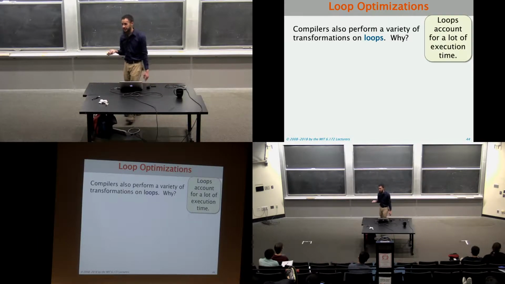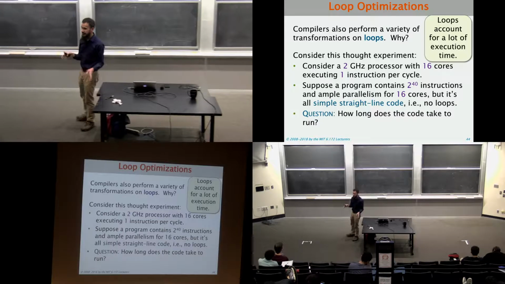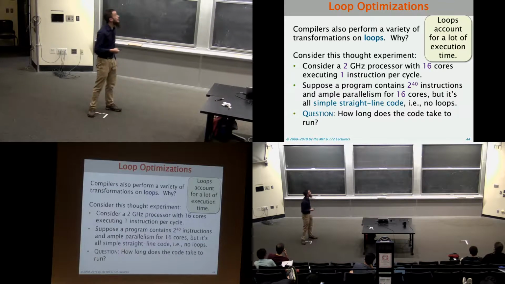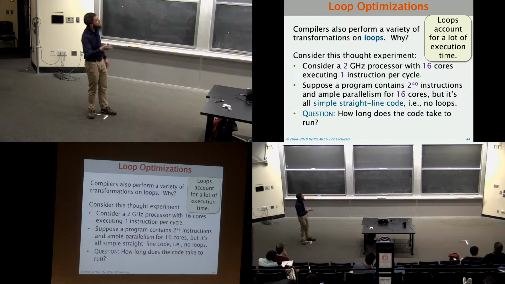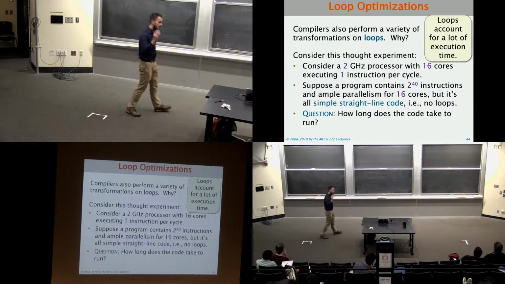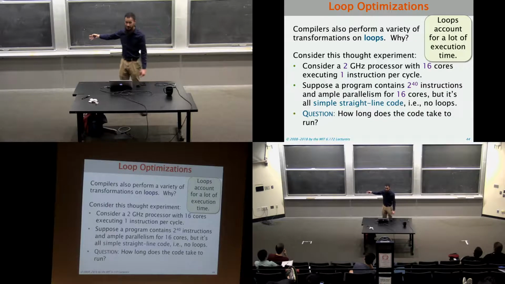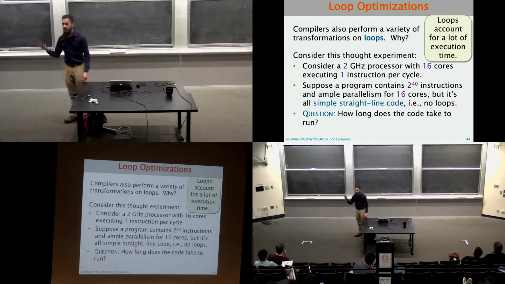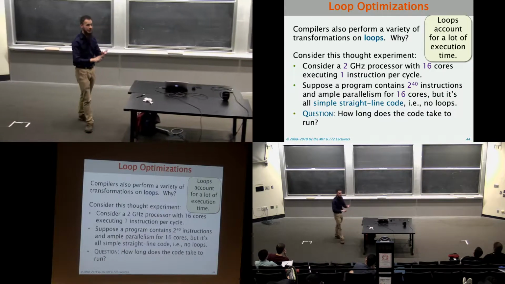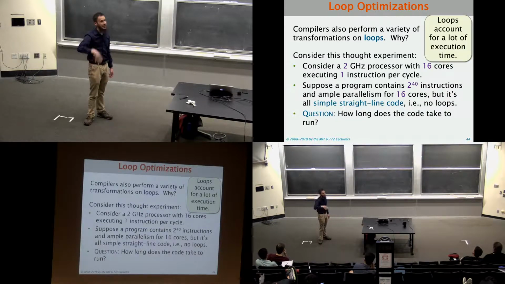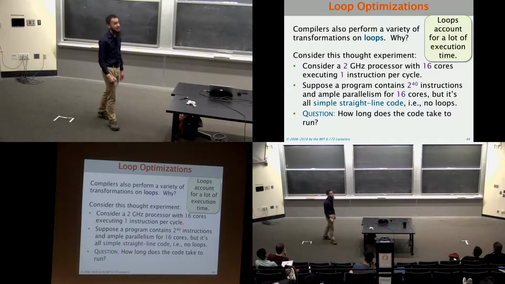The way I like to think about this is with a really simple thought experiment. Let's imagine that you've got a machine with a 2 gigahertz processor. We've chosen these values to be easier to think about using mental math. Suppose you've got a 2 gigahertz processor with 16 cores. Each core executes 1 instruction per cycle. And suppose that you've got a program which contains 1 trillion instructions and ample parallelism for those 16 cores, but all of those instructions are simple straight line code. There are no branches, there are no loops, there are no complicated operations like I/O. It's just a bunch of really simple straight line code. Each instruction takes a cycle to execute. The processor executes one instruction per cycle.